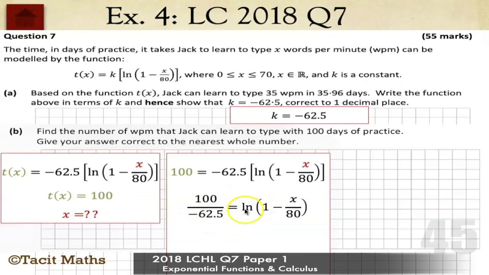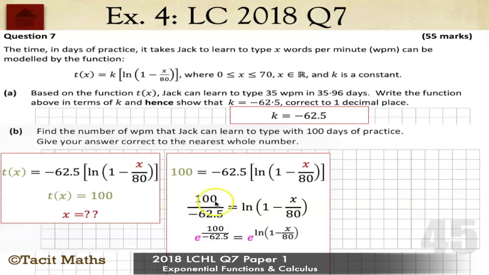But the next thing then is, how do I get rid of this ln, this natural log? A well-prepared student will know straight away that to get rid of a natural log, you take the exponential of both sides. And watch how that's done. Now, when you have an e, it's always to the power of something.